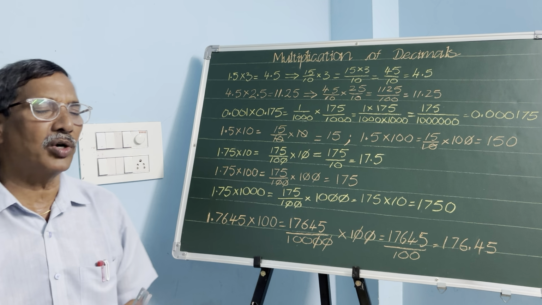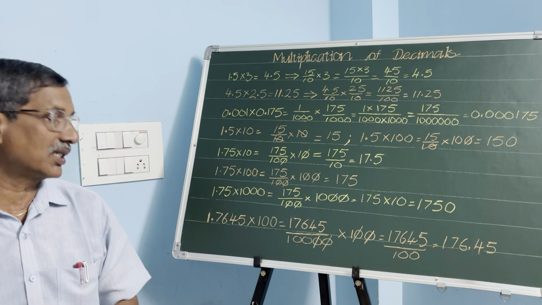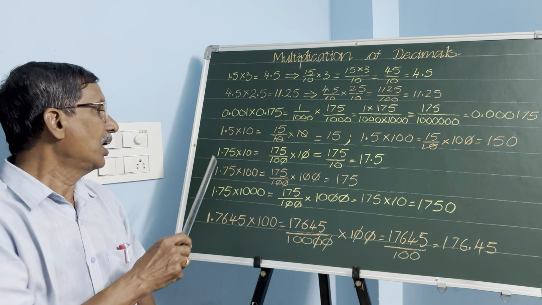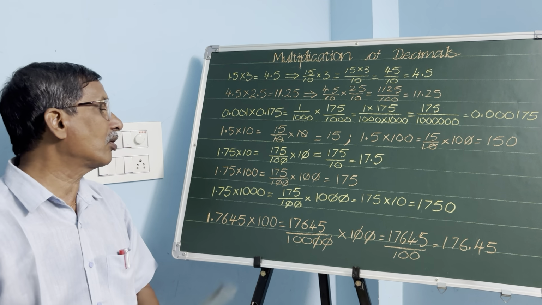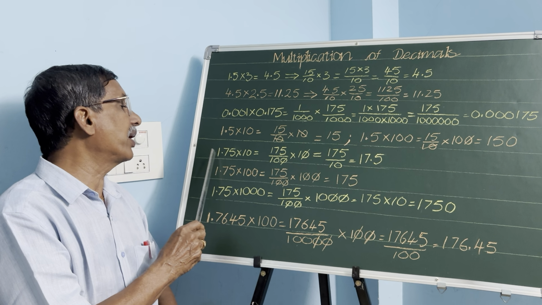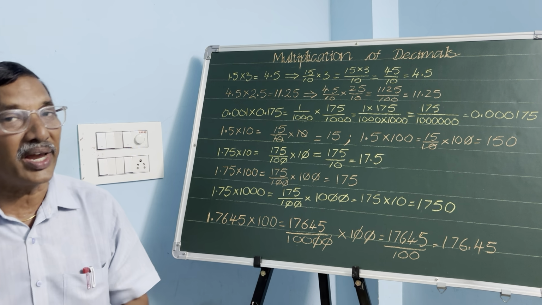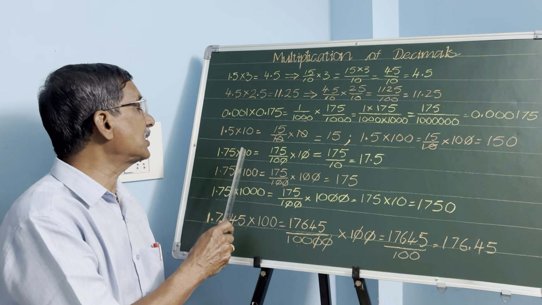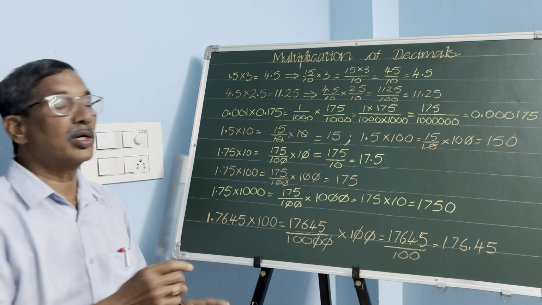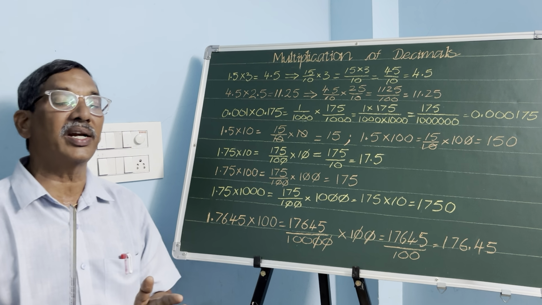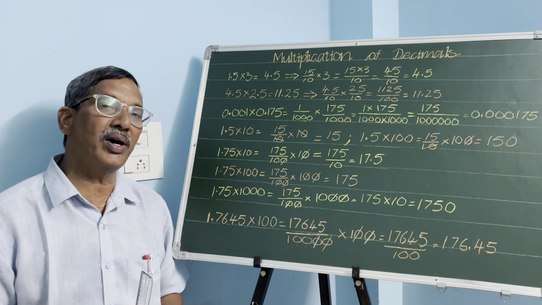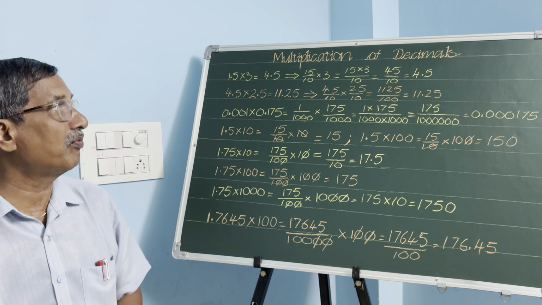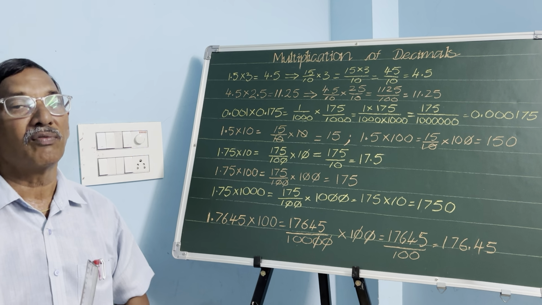In the same way, whatever number, 300, 500, 600. For example, if it is 1.75 into 500, you have to multiply 175 by 5 and then the point should move. Since it is 500, 2 places towards the right side. So you can easily perform the multiplications of decimals if you follow this rule.